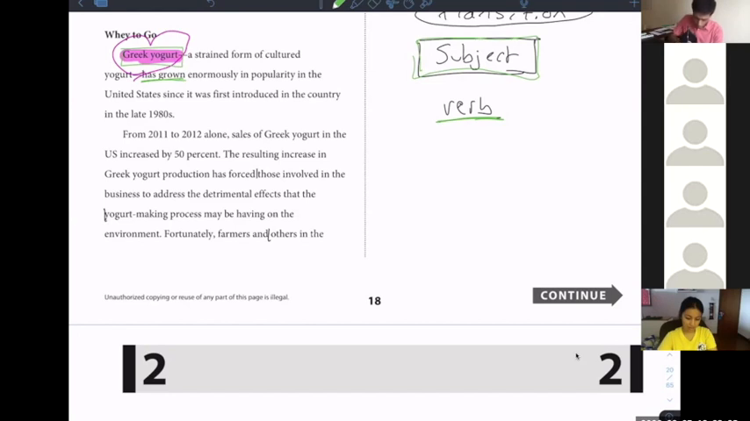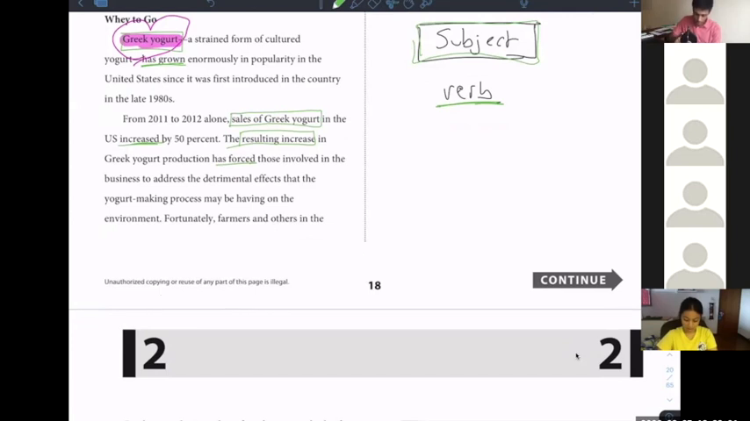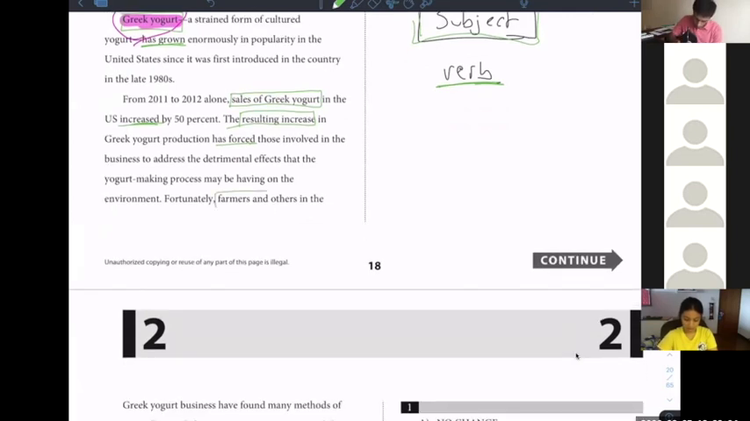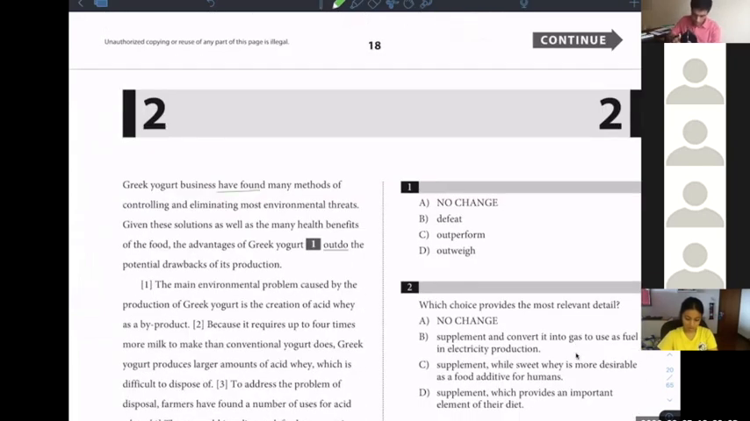Okay, from 2011 to 2012 alone, sales of Greek yogurt, so this is the subject, in the United States increased by 50%. The resulting increase, this is the subject, in Greek yogurt production has forced, what is this doing here? Has forced those involved in the business to address detrimental effects that yogurt making processes can have on the environment. Fortunately, farmers and others in the Greek yogurt business have found many methods of controlling and eliminating most environmental threats.